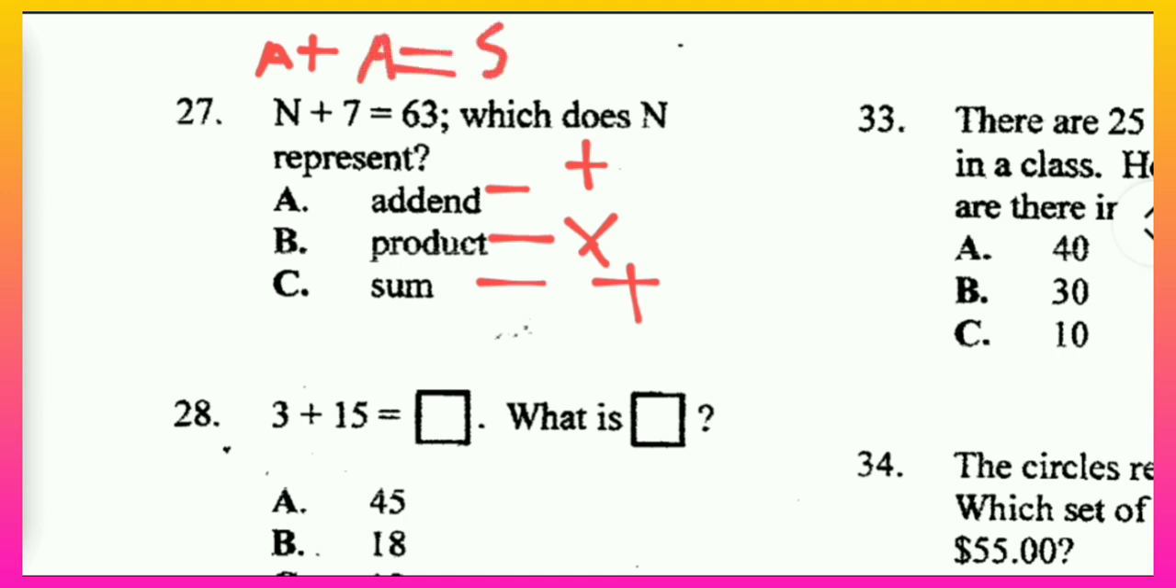In multiplication, I don't know if I want to go through that with you here because we're dealing with addition. You'd have the multiplier and the multiplicand and the product. Those are the different parts in the multiplication problem. So addend plus addend, which means that n is an addend. 7 is an addend, 63 is the sum. Therefore, n represents an addend, which is A.